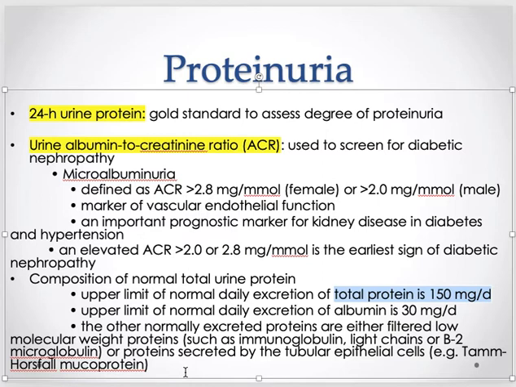So I told you prolonged standing, heavy exercise, different conditions like diabetic nephropathy, hypertensive nephropathy, multiple myeloma, nephrotic syndrome, eclampsia, preeclampsia. There are many conditions in which there will be proteins in the urine.